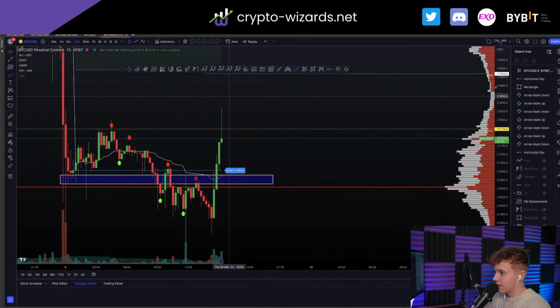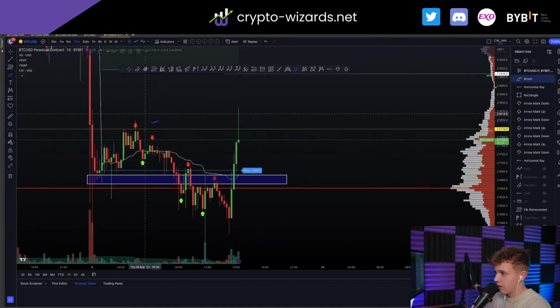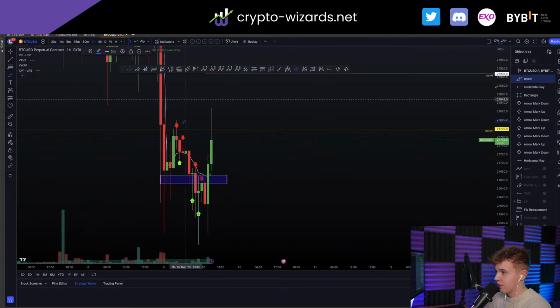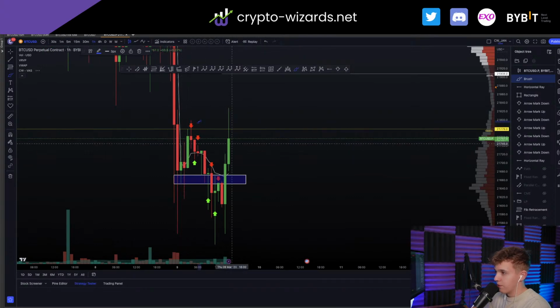What can we get today? Depends. We can create an SFP, obviously, of this high, which is not so nice and not really a preferable scenario. You need to keep in mind that we are hitting a very important 1 hour level, and we have the US session opening right in front of us.